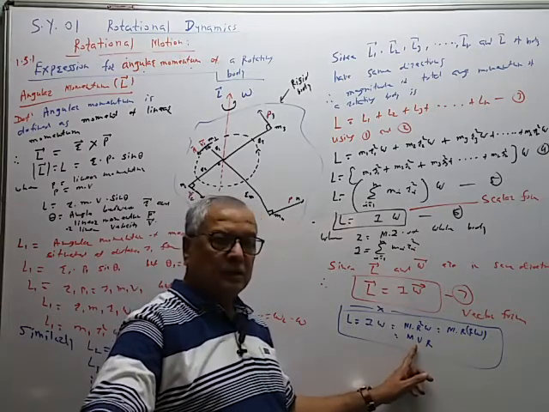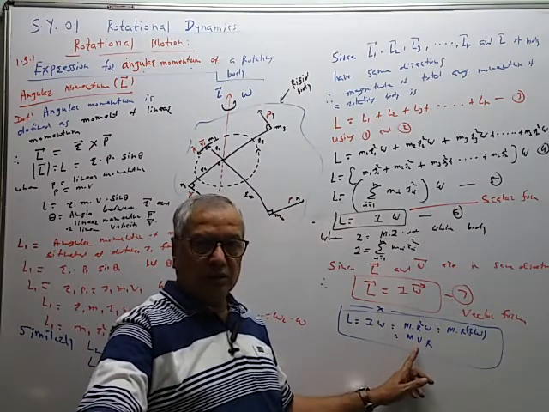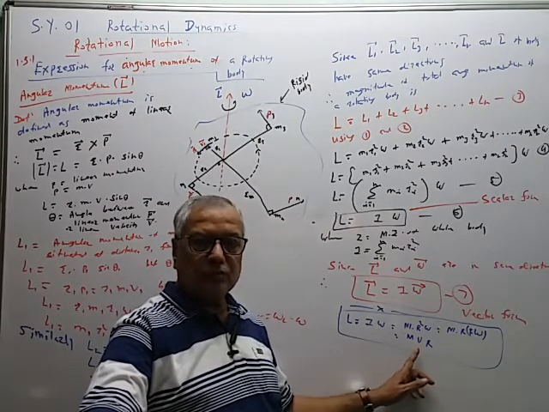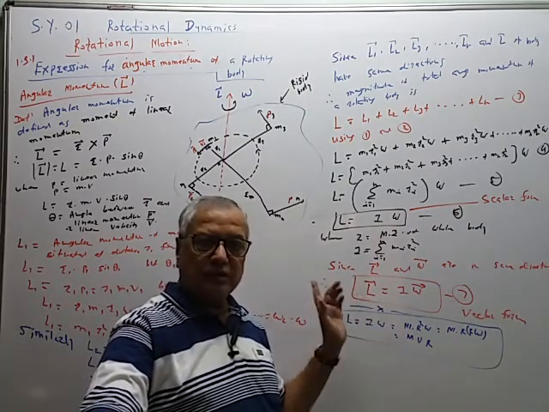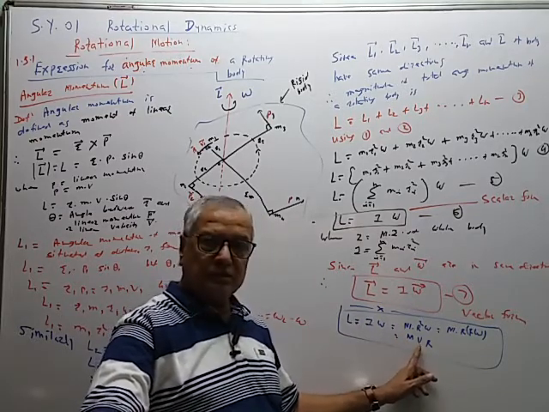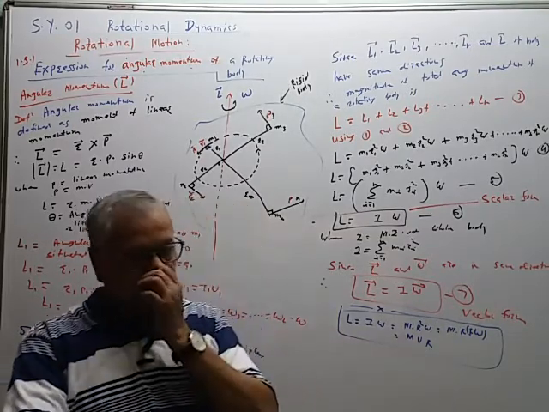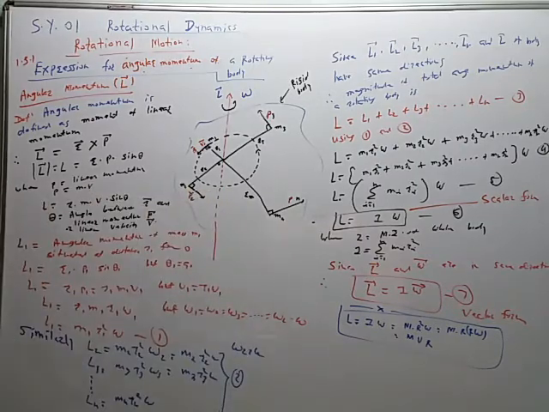Actually, you might have used this form in chemistry also. In Bohr's theory, there is only one electron in the hydrogen atom and it is revolving in a circular orbit. So that angular momentum is given by mvr. Angular momentum of the electron revolving around the nucleus in the hydrogen atom is given by mvr, where m is the mass of the electron, v is the linear velocity of the electron, it is also the tangential velocity, and r is the radius of the circular orbit of the electron. So we can use this formula for an individual particle also.